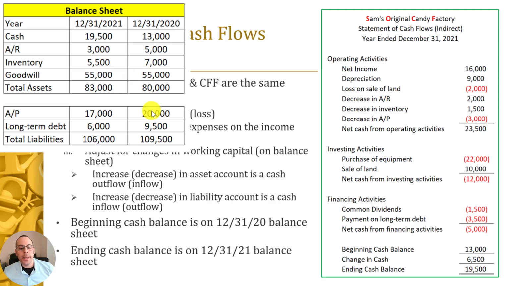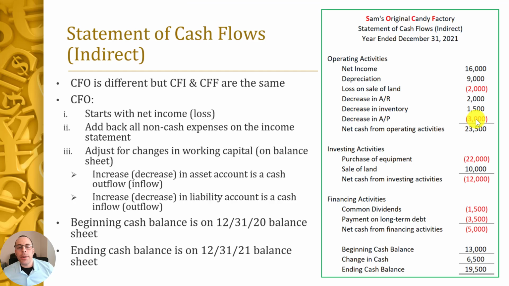Accounts payable went down from $20,000 to $17,000. When a liability goes down, cash goes down. When a liability goes up, cash goes up. Pretend we had zero in accounts payable in 2020 and then $10,000 in 2021. That would be a cash inflow of $10,000. Because when you use accounts payable, it's like taking a loan. You receive a product or service, but you don't pay for it. When you actually pay for the product or service, accounts payable goes down and cash goes down.